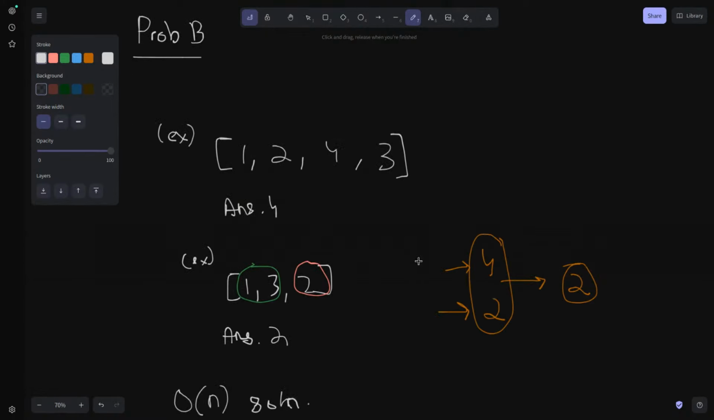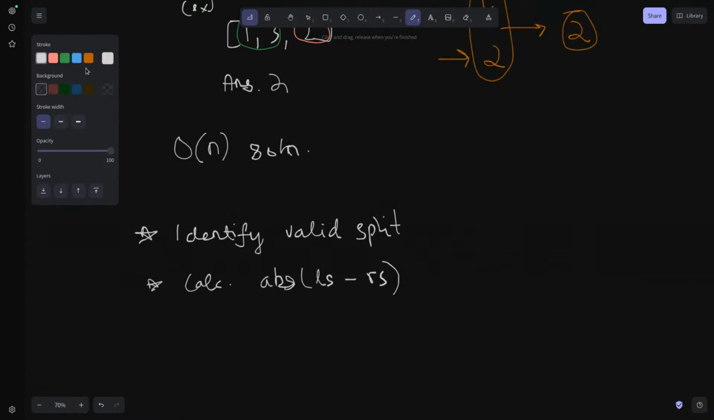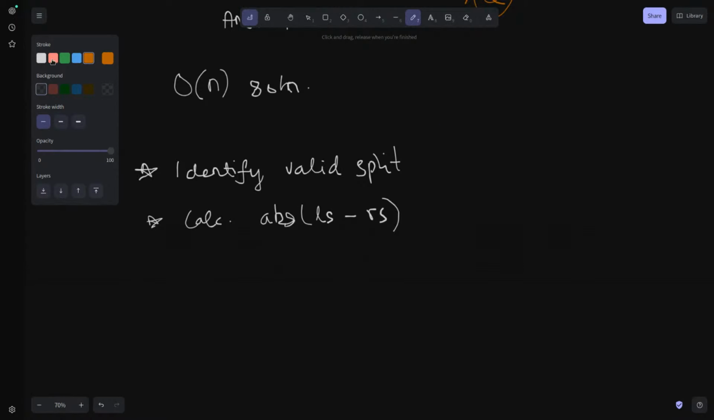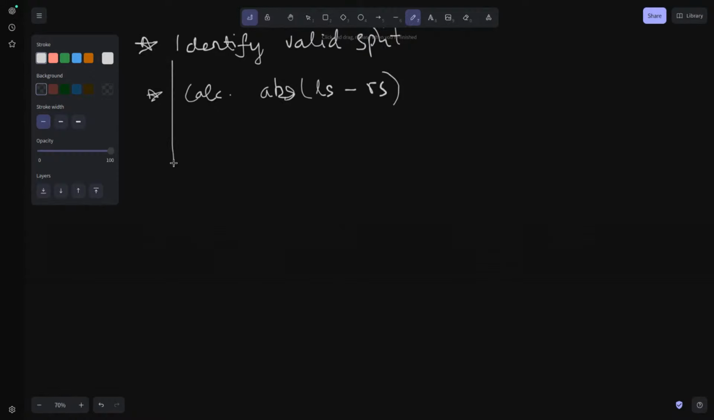So now, how do we identify that a given split is valid? For a given split, let's say we are going through the array from left to right. Let's say it's a pretty long array. We need that the left half will be increasing and the right half will be decreasing, right? So let's say we're at a given point in the array and we know that this much is increasing.